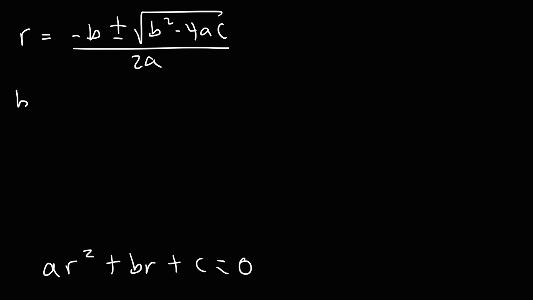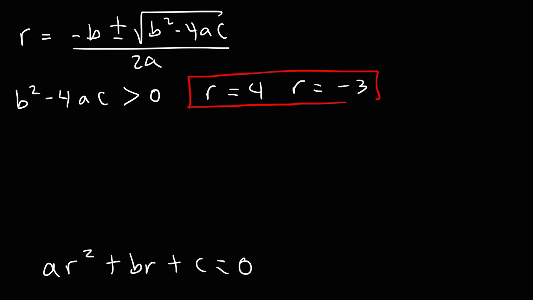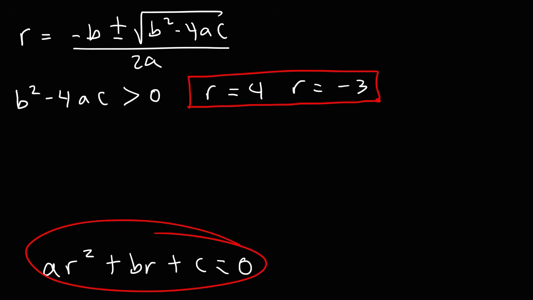The first one is when the discriminant b squared minus 4ac is greater than 0. When that happens, you're going to have two real unequal roots or solutions. So for example, r might be equal to 4 and r might be equal to negative 3. So those would be two real roots. In this situation, you could usually factor this quadratic expression.